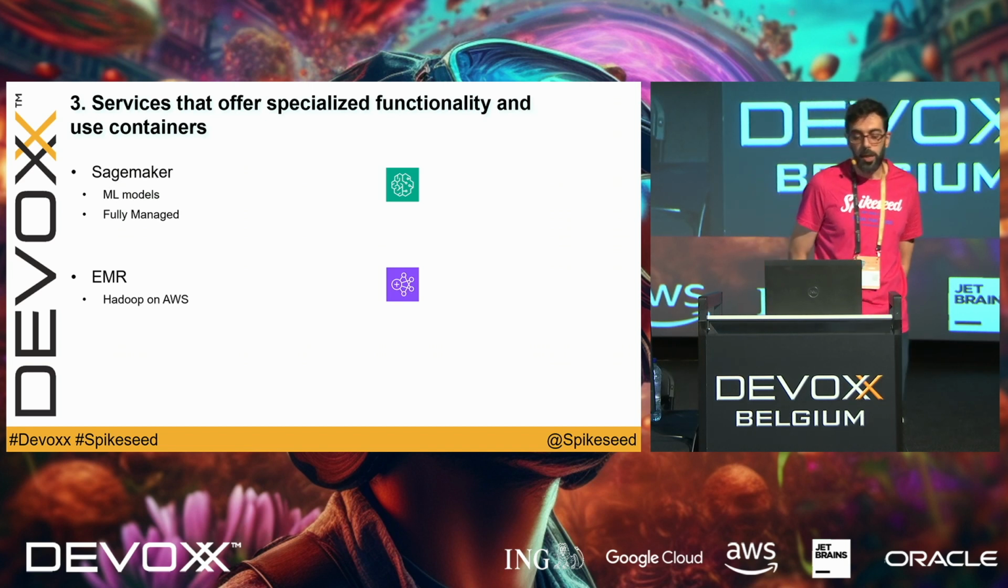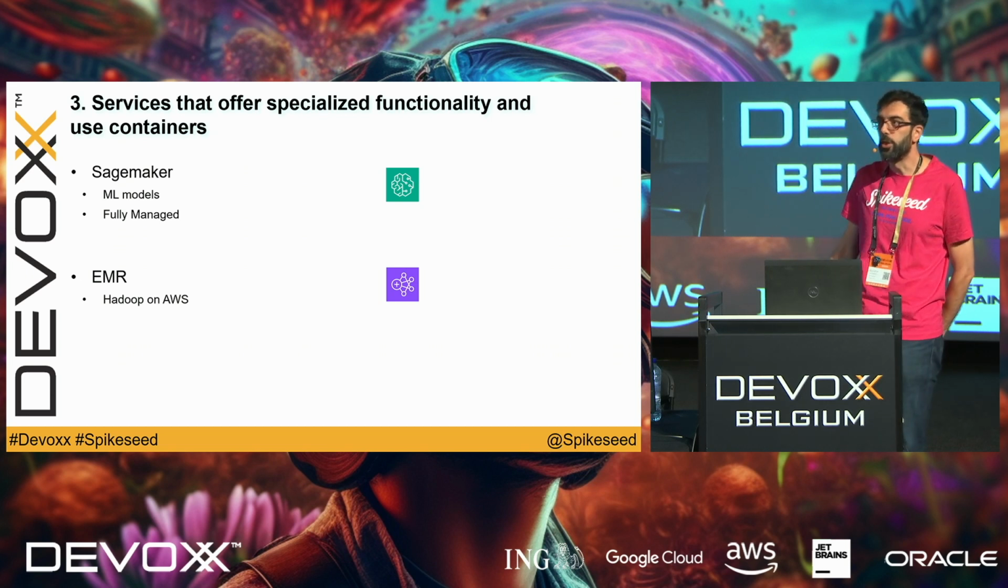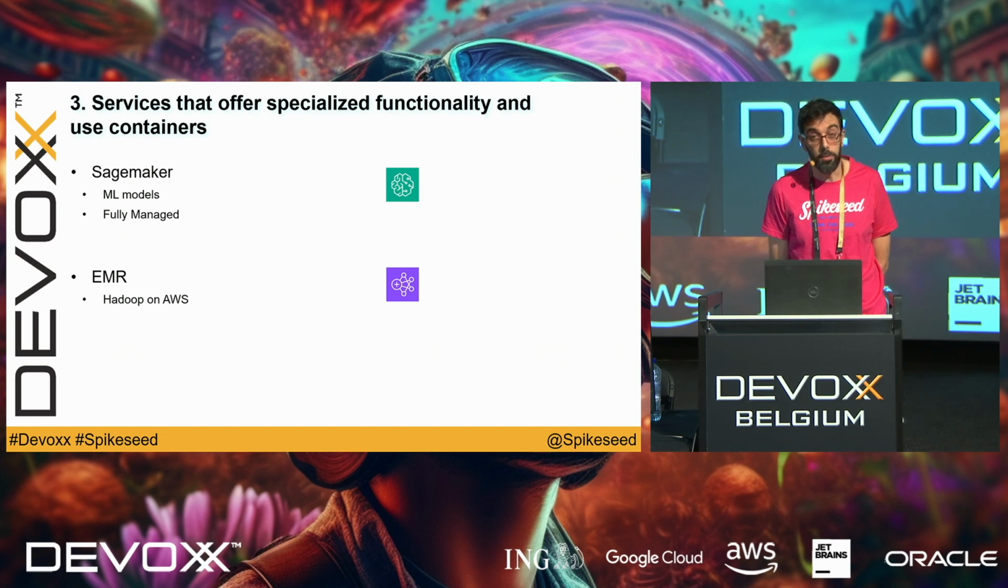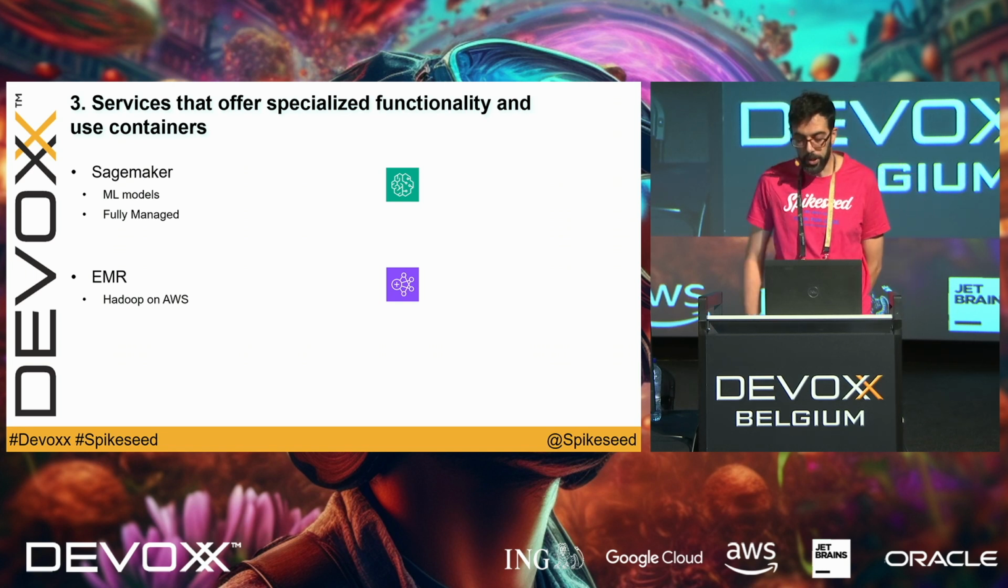Then the services that, like I said before, are a bit less relevant if you want to run containers, but so that you know, these two services, SageMaker, machine learning service, you may have used it, and EMR, which is actually the Hadoop distribution on AWS, both leverage containers.